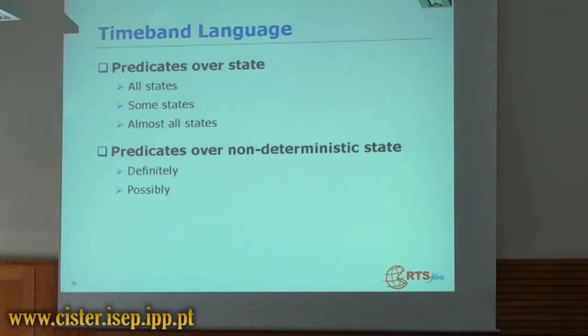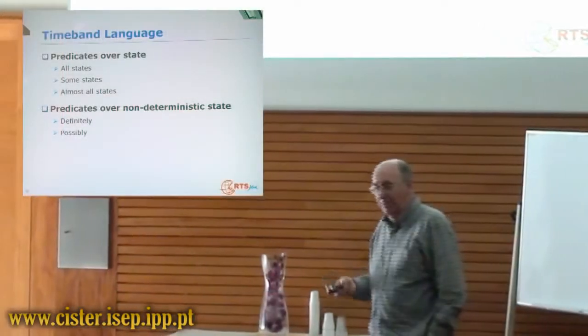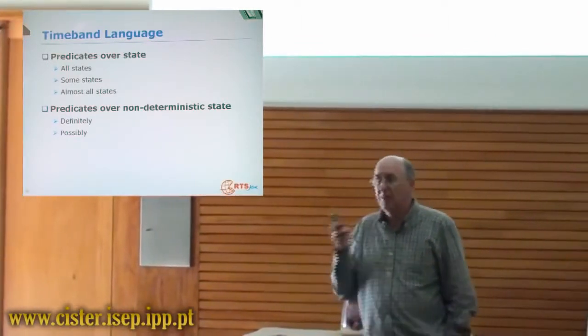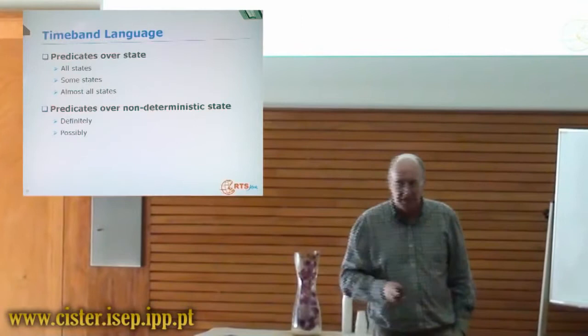Predicates. A language is essentially a collection of predicates. So we can have predicates over state, things like something is true in all states or in some states. Almost all states is a useful one to have. That's the door example. It is almost always closed. And we can give a precise definition to that.